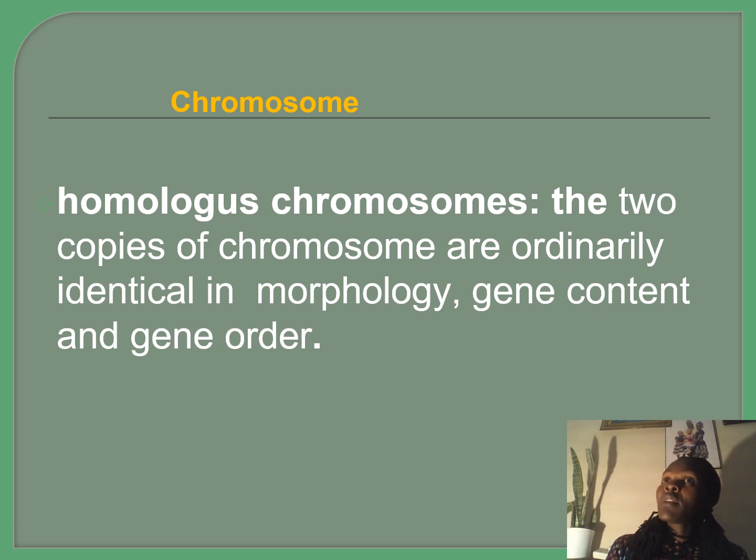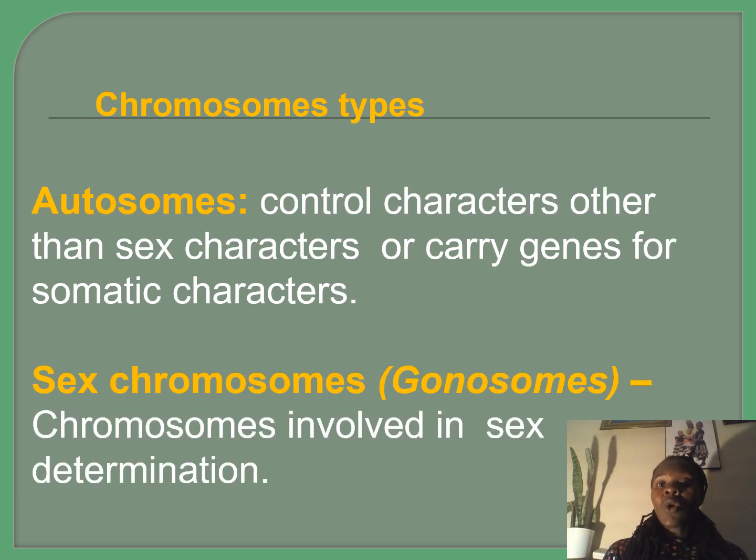You'll find high hits. Based on the hits, you'll see we are closer to the apes than maybe the cat family or the dog family. But still, there is also a gene in the dog and cat family which can also trace that we are from the same common ancestry. So that is the homologous chromosome, two copies of chromosome, ordinarily identical in morphology, gene content, and gene order.